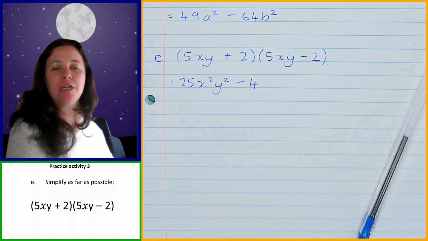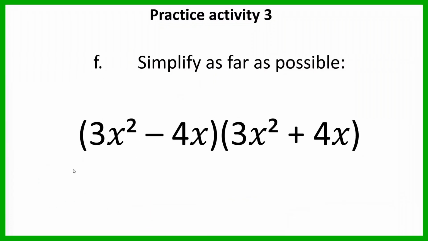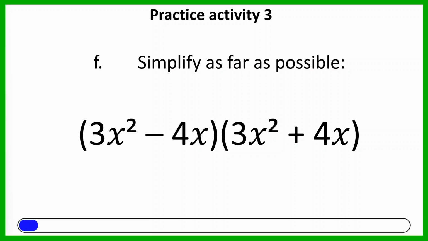Now as we go on to question F, here we've got 3x squared minus 4x multiplied by 3x squared plus 4x. I'll give you 30 seconds for this one as well.